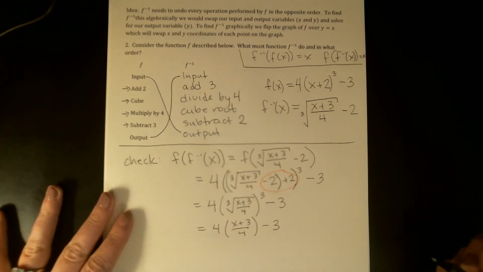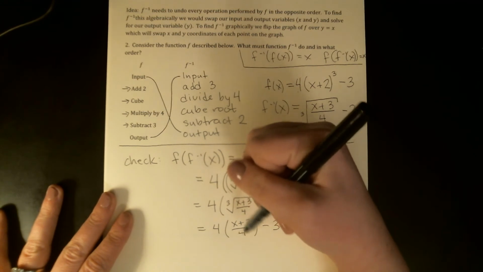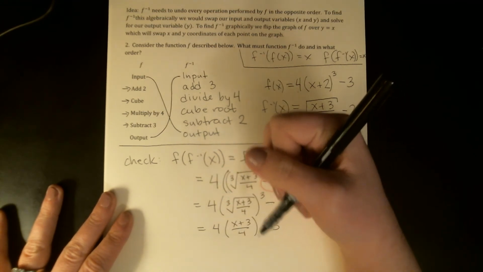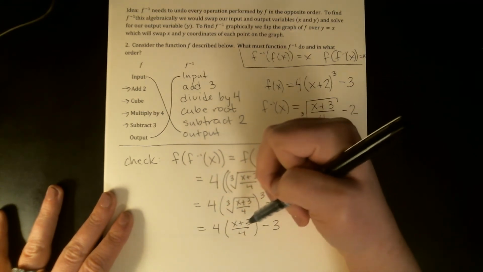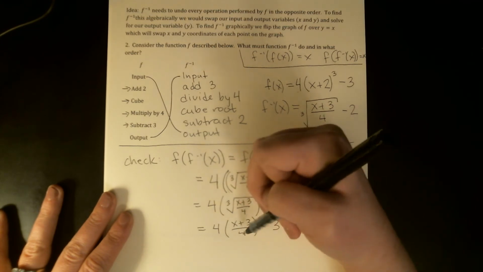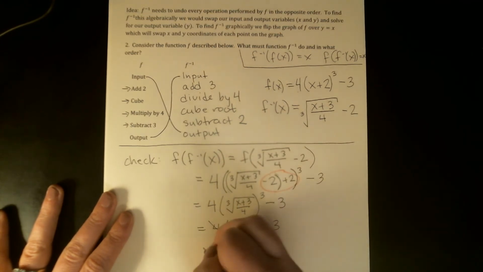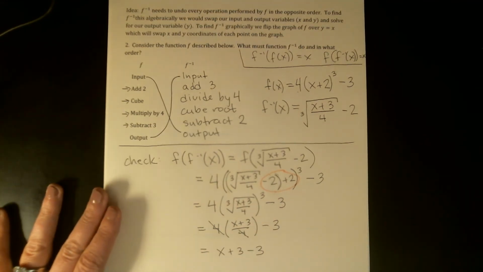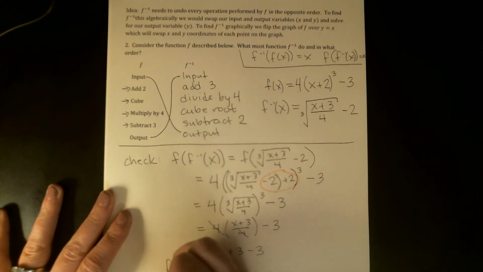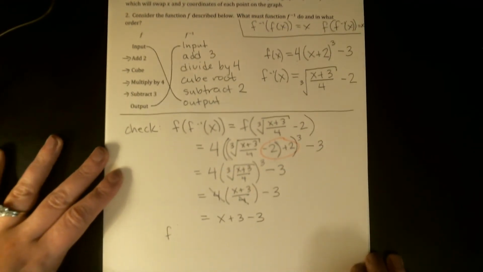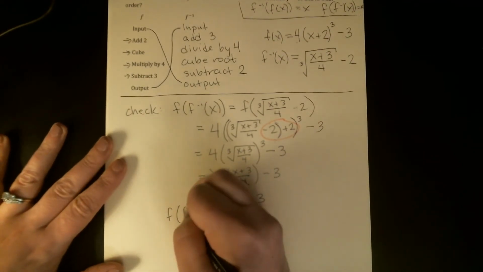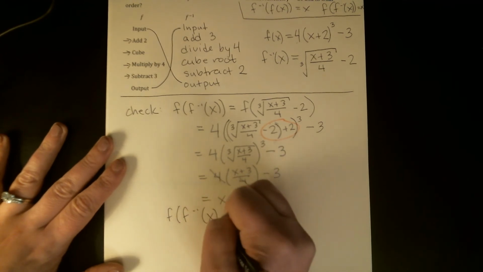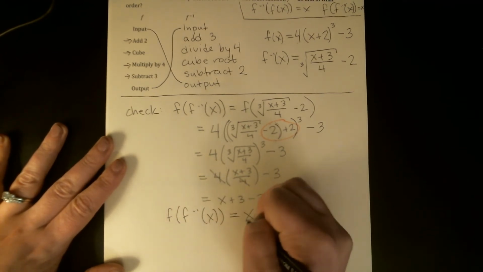Okay, I'm getting close. Now the divide by 4, multiply by 4 happen right next to each other. So if I plugged in an x, I'd add 3, I'd divide by 4, I'd multiply by 4. Those two would wipe each other out. And finally, the plus 3 minus 3 end up right next to each other. F of f inverse of x is just leaving me with x.